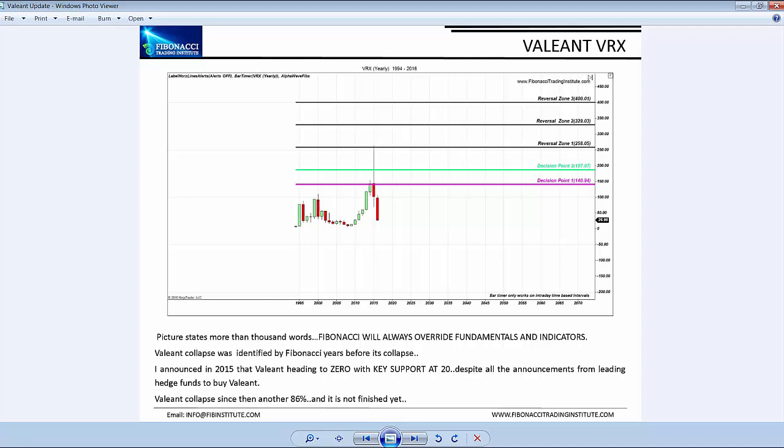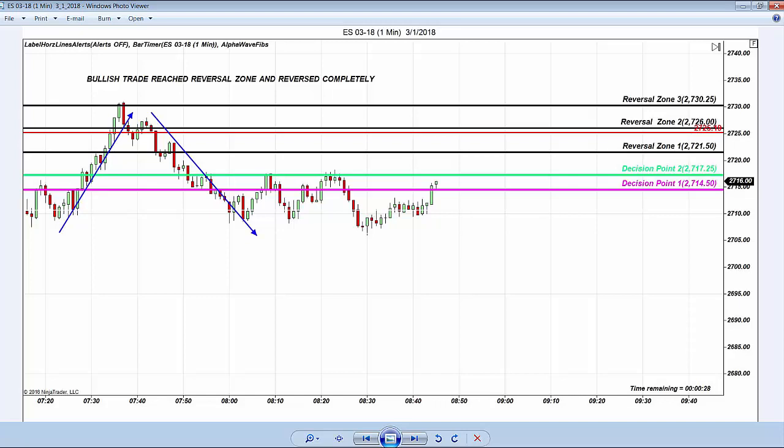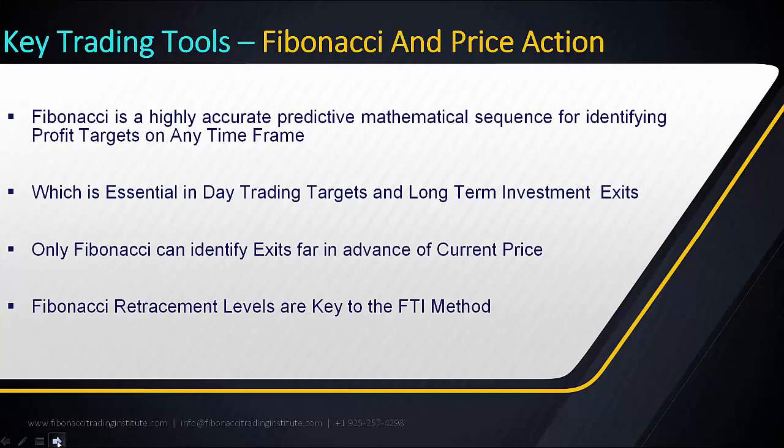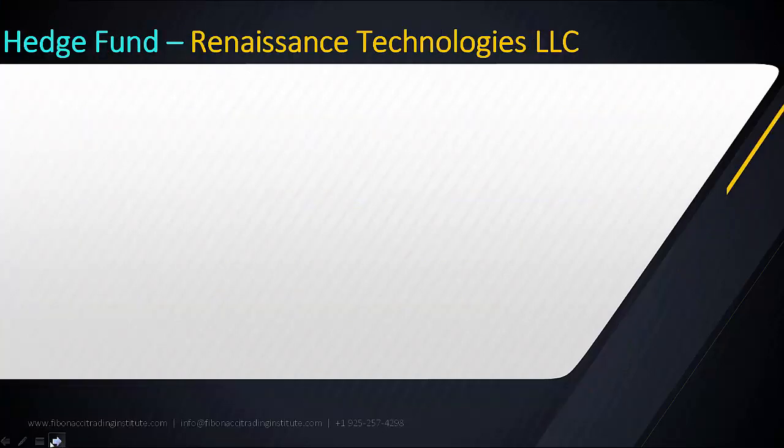Valiant collapsed 86% since that announcement, as every single chart does, reversing from the reversal zone. No surprise whatsoever, none. Every single time, every single day. This is a long-term chart, and this is a day trading chart. Identical Fibonacci tool, identical accuracy. What you will choose to trade, what account size you trade, absolutely only you know, and it varies between you and the person next to you.